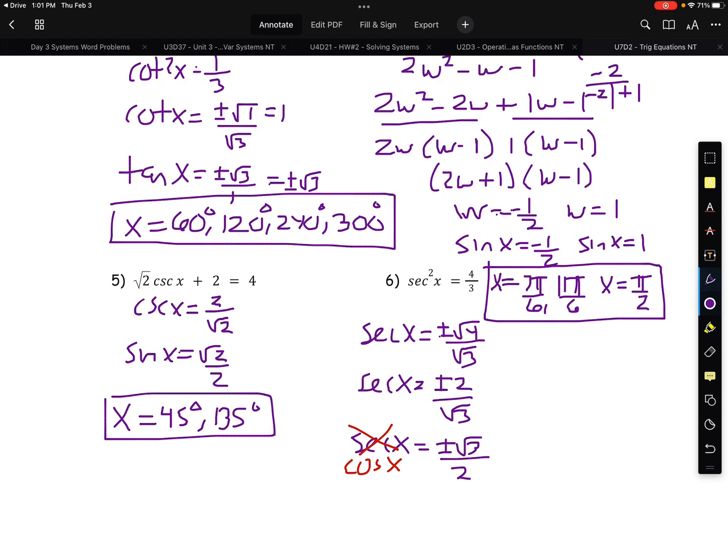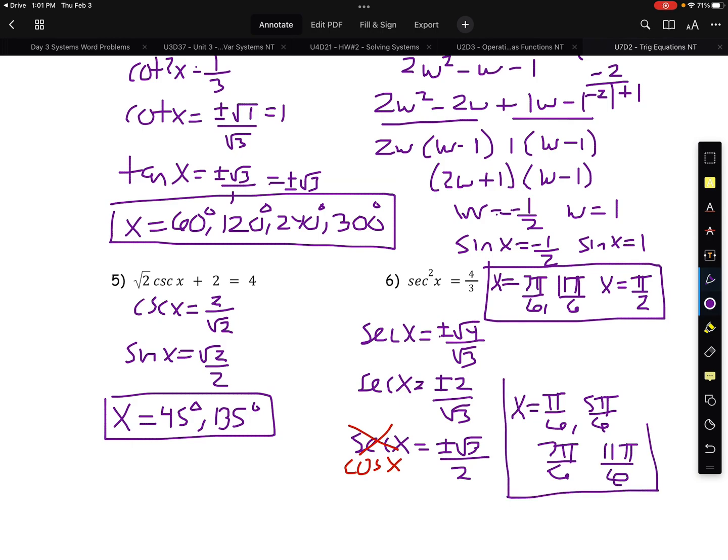Every single quadrant, 30 degrees. We got x equals pi over 6. We got 5 pi over 6. We got 7 pi over 6. We got 11 pi over 6. That's key in giving us our 30 degrees with cos.